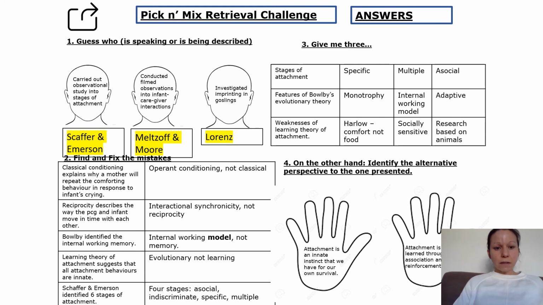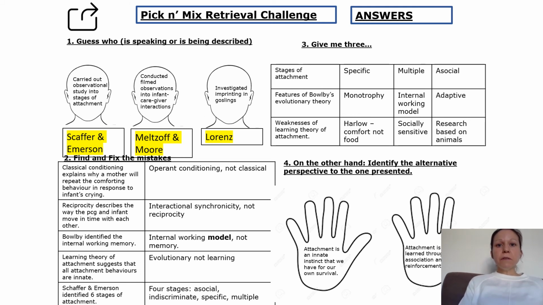So let's review the answers. So of course it was Schaffer and Emerson. I've just spotted there should be an H in there. Schaffer and Emerson who carried out that longitudinal observation study of those families in Glasgow. And that allowed us to see those stages of attachment, of which of course there are 4.